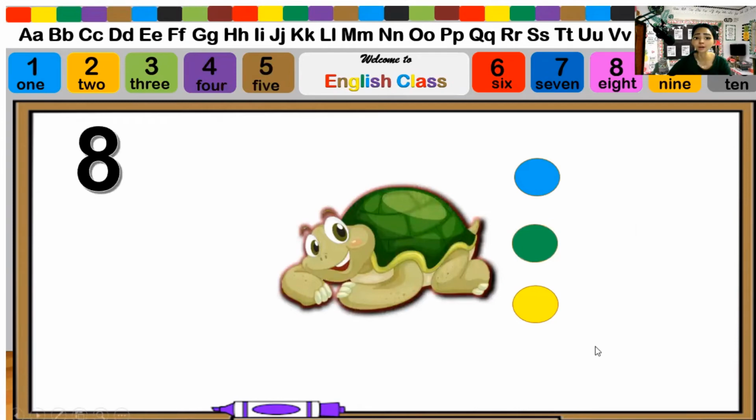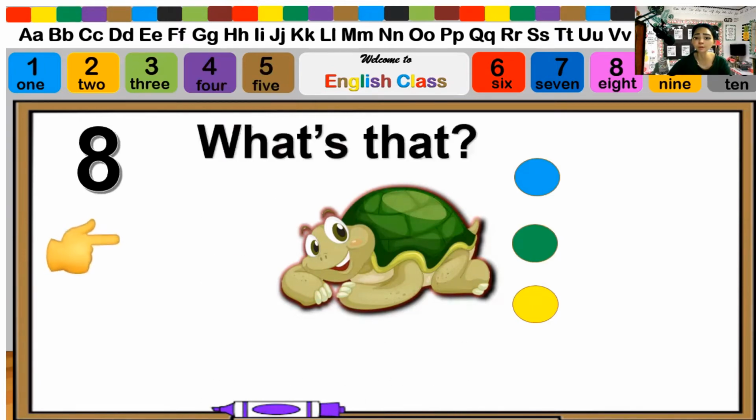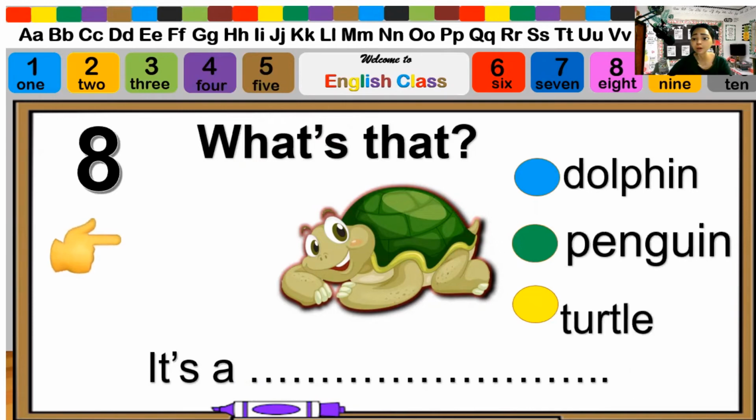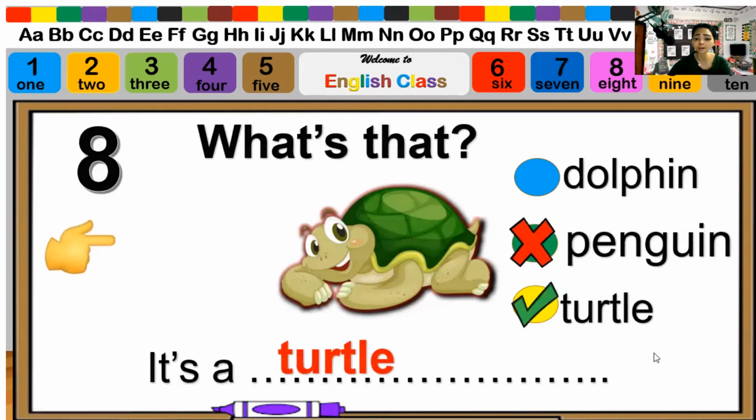Round number 8. Okay, look at the picture. Okay, the finger is far from the animal. Okay. Question is, what's that? It's a dolphin, penguin, or turtle? Okay, so you know the dolphin already because we had the question earlier. Okay, so penguin, is it a penguin? Let's find out. No, it's not. Okay, so it's a turtle. Very good. Okay, let's keep going.